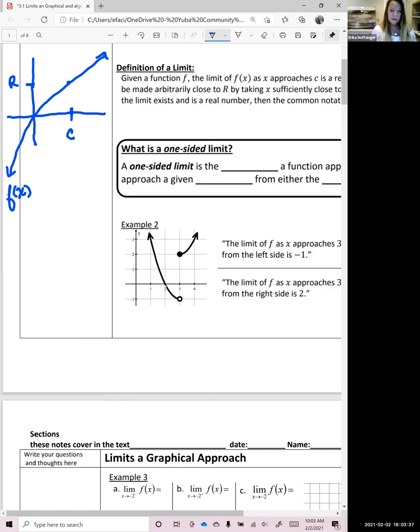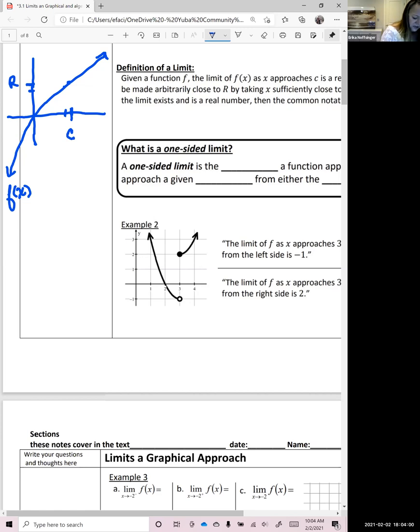And so remember the limit was the y value as we get closer and closer to that x value. And you might not actually hit that y value of r, but you're getting closer and closer to that y value of r as x gets closer and closer to c. So as we choose some value here that's getting closer and closer to c, I go up to the graph. Notice that this is getting closer and closer to this r value here.